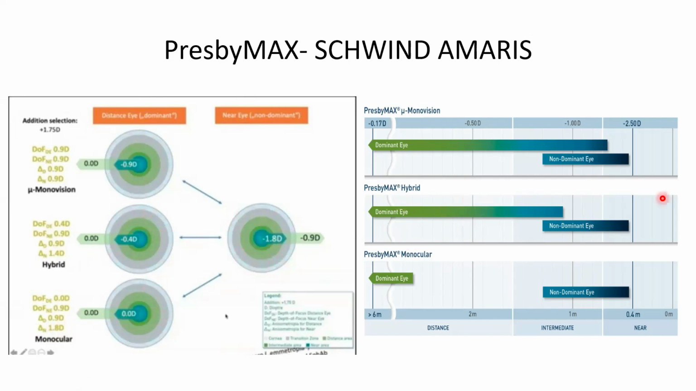So in the hybrid, as we can see, if we compare the micromonovision and the hybrid, compare the dominant eye, the range of vision in the dominant eye has reduced because the correction for near is reduced. Similarly, in the monocular treatment, the dominant eye is plano for distance and the non-dominant eye is going to take care of your near and intermediate needs.